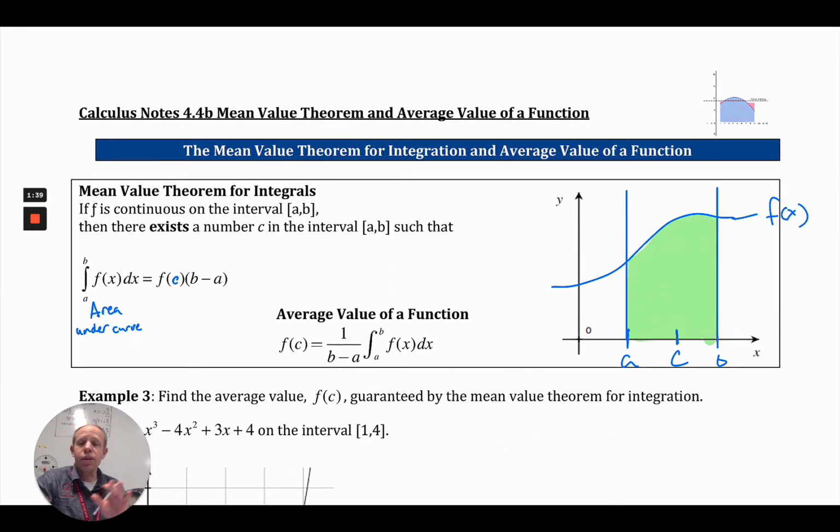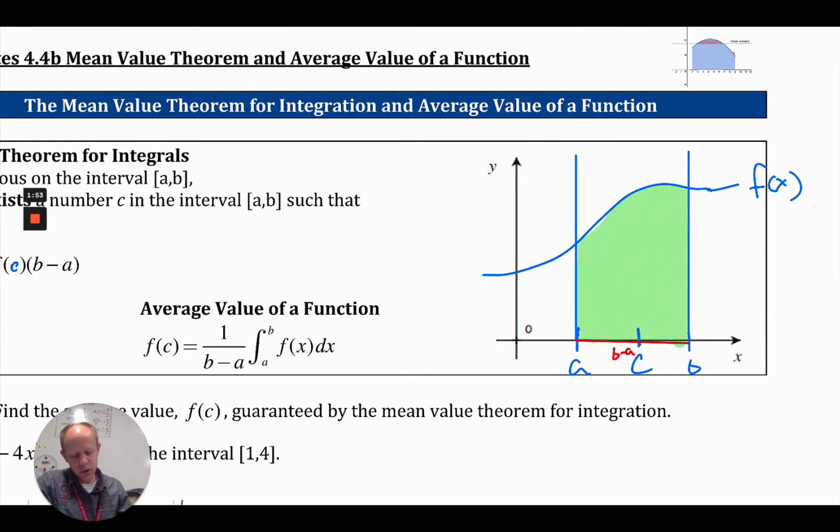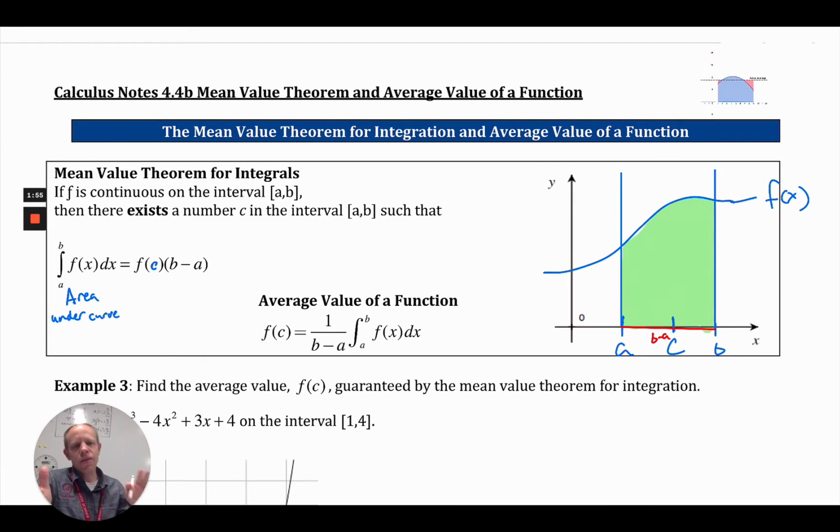Now, if you look at f at c times b minus a, well, what is b minus a? Well, b minus a is this length right across here, right? So that's going to be b minus a. And f at c, then, is going to be some sort of height. And the height of that f at c is going to make those two areas equal. So what I'm basically trying to do is make the area of this rectangle equal to the area under the curve.